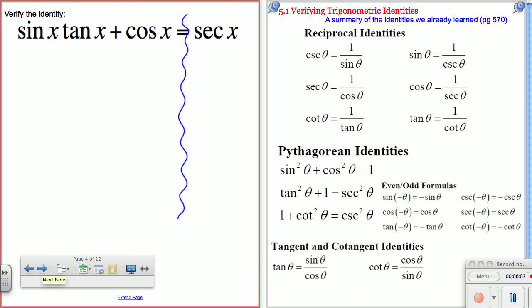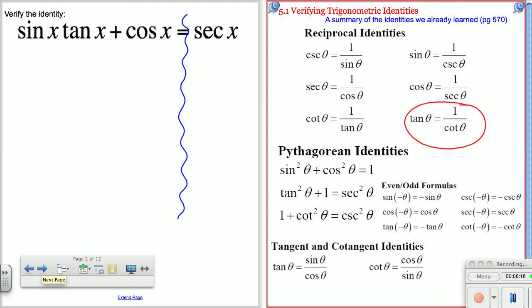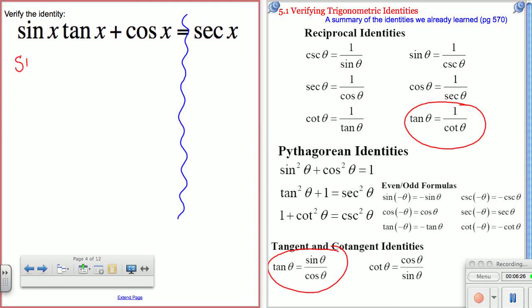I'm starting with sine x times the tangent of x. And I know I can switch tangent of x. I can either switch it to 1 over cotan or sine over cosine. And I think that it's better if I have all sines and cosines. So let's switch tan x to sine over cosine. So right now I'm going to have sine x times sine x over cosine x. I changed tangent to sine over cosine.